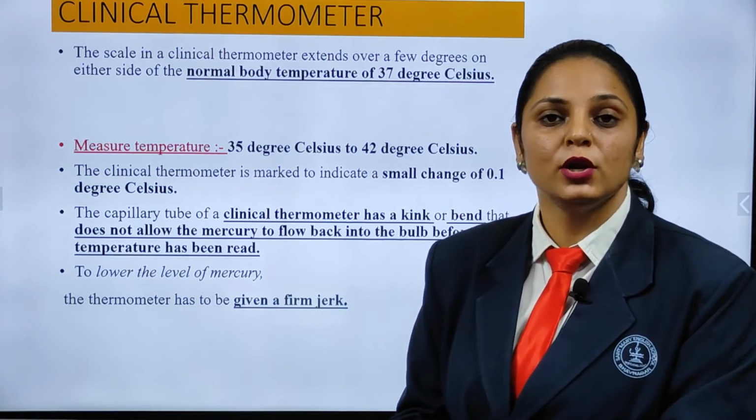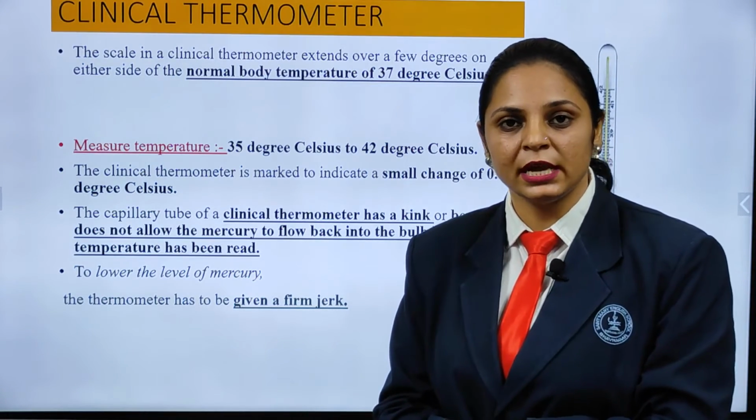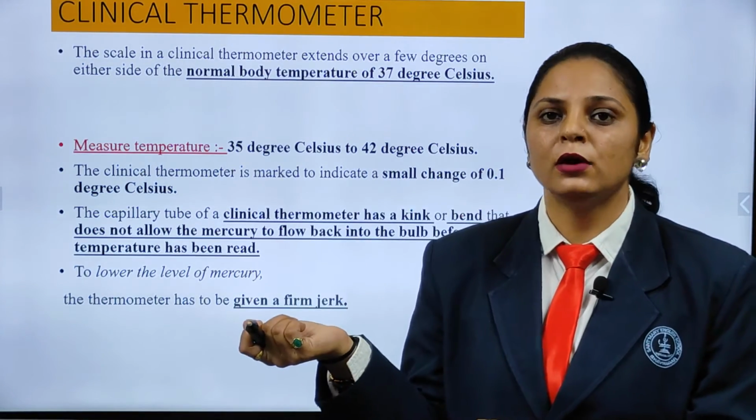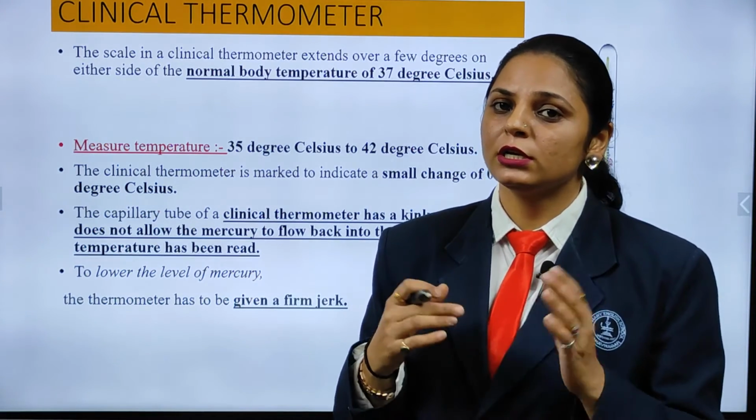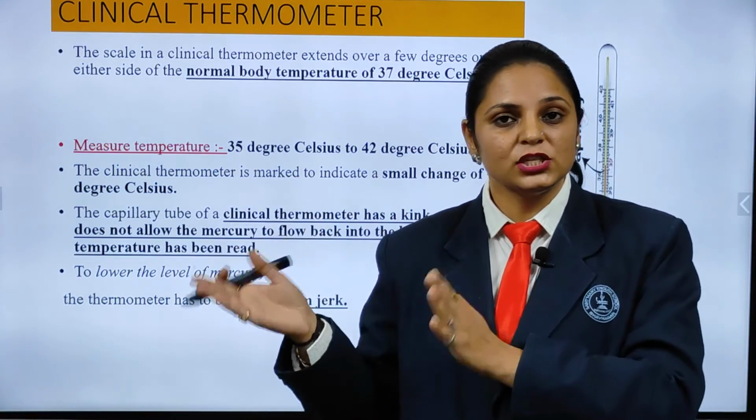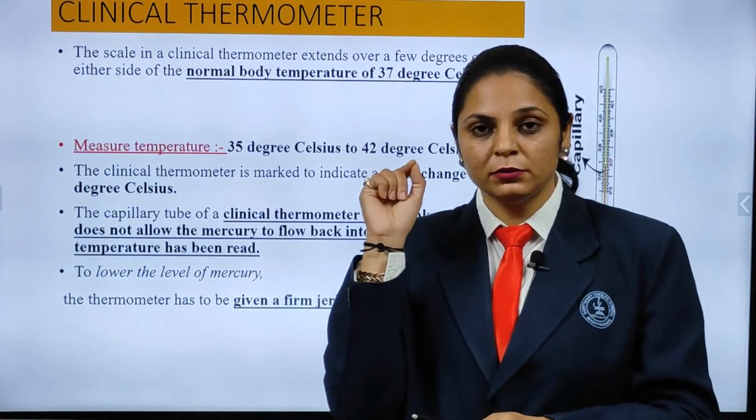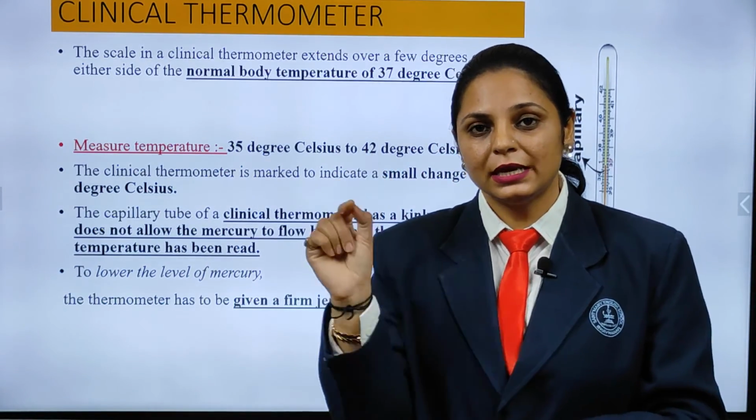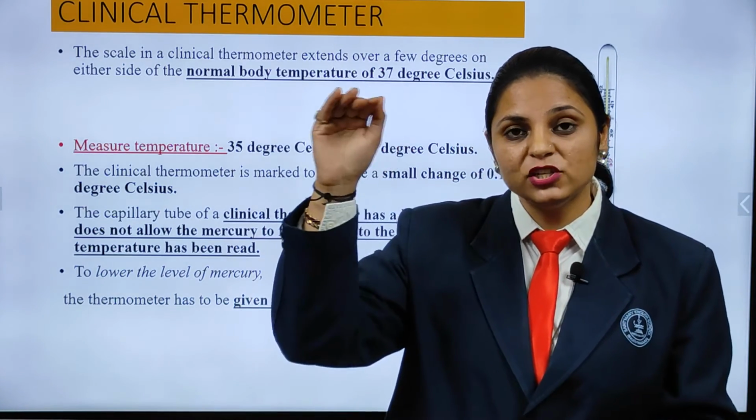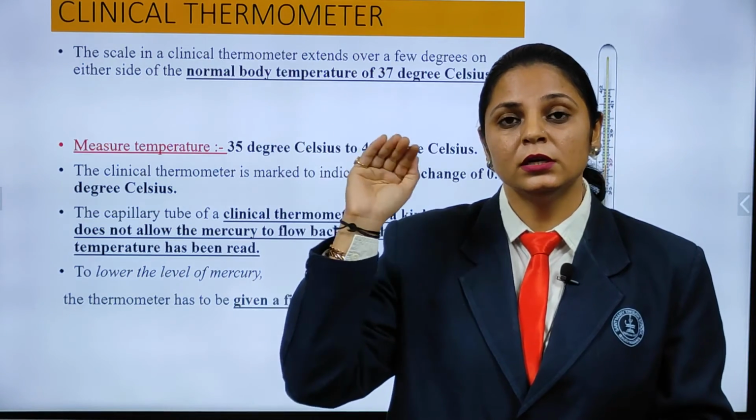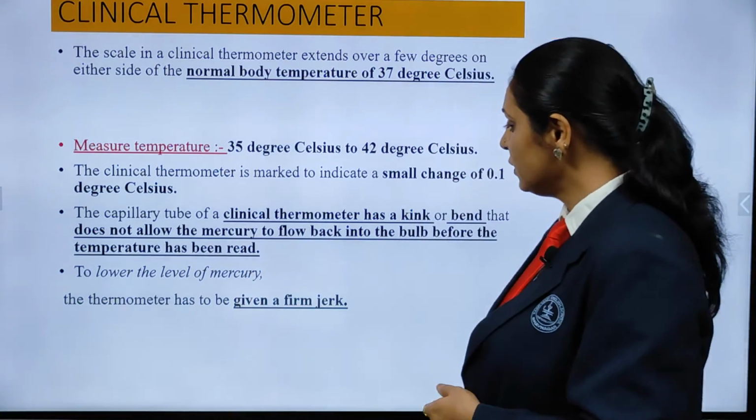Why? Because it will not allow the mercury to fall down at the same time when you are taking out the thermometer. I will compare this with the laboratory thermometer, because in the laboratory thermometer there is no kink. Here, to measure the temperature at a particular point, the kink is present in between. If the kink is not present, what will happen? The temperature shown on a particular scale will drop down soon and we are not able to mark it. I think you get it very well.